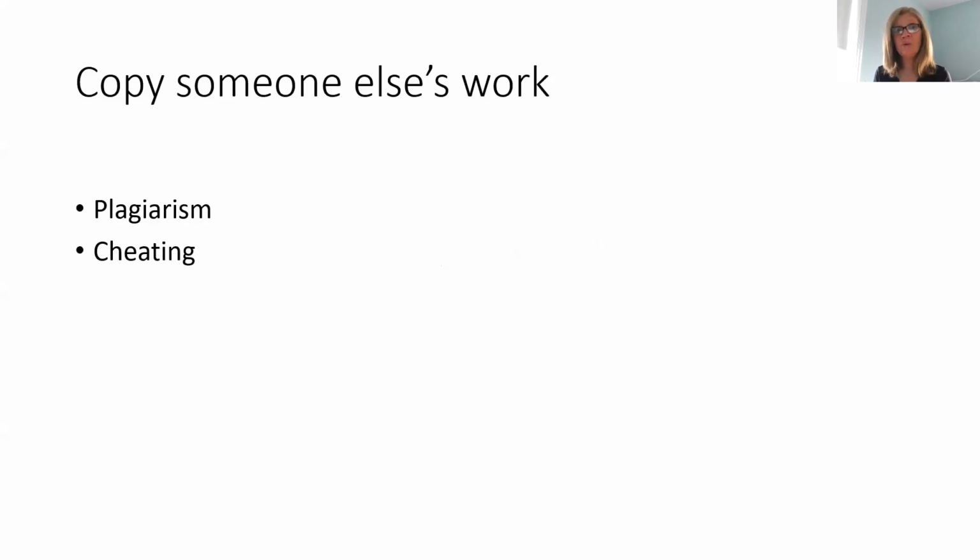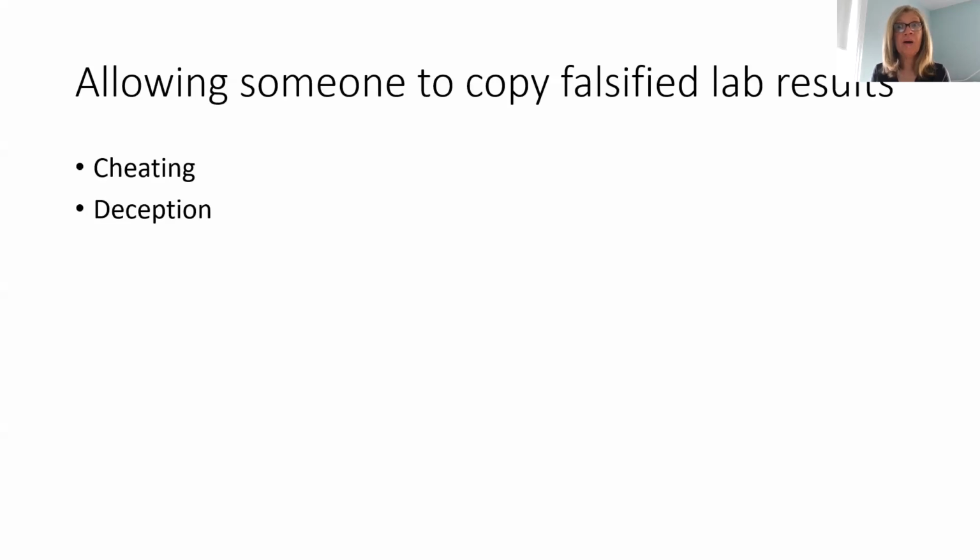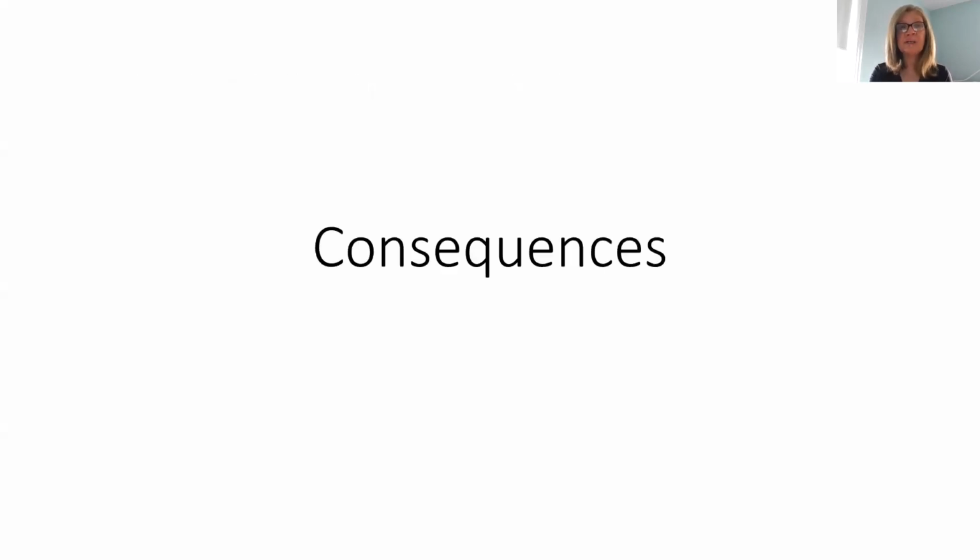Can you be guilty of more than one thing? Yes, right? Because if you are copying somebody else's work, you could be guilty of plagiarism, right? You took their ideas and you didn't give them credit. And you could also be guilty of cheating, especially if you copied it word for word. If you allow somebody to copy falsified lab results, you are both guilty of cheating because you copied, and you're also guilty of deception because you falsified the results, right? So no matter what your motive was, you are guilty of academic dishonesty.